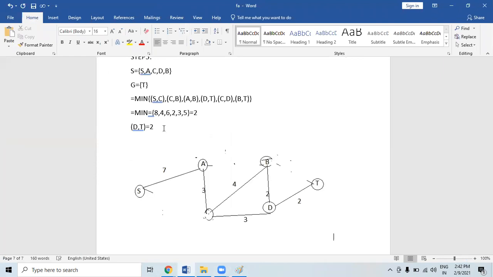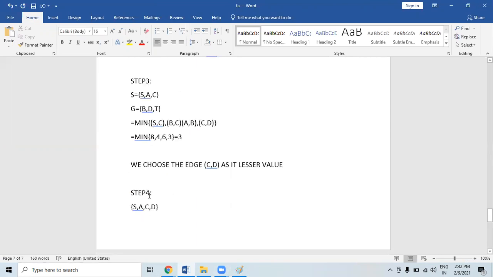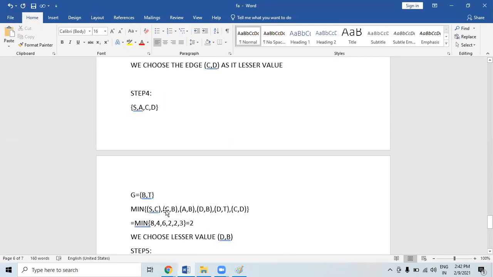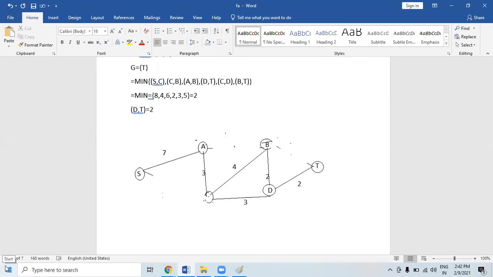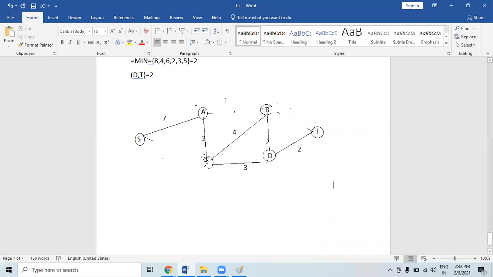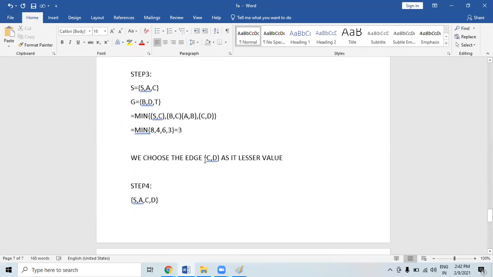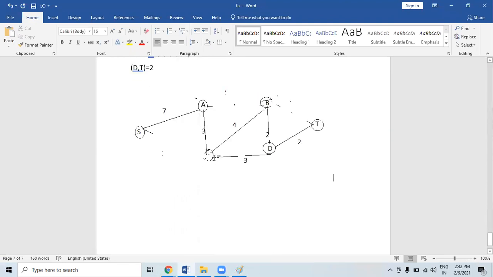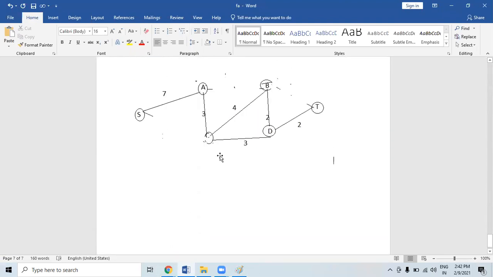So this is about your Prim's diagram, and this is about your Kruskal's diagram. In Prim's, you know very well, until it is complete we have to draw the minimum edges. And in Kruskal's, we need to fulfill all the edges, and we must not form loops or cycles. So this is about both algorithms. I hope you get both algorithms, right?